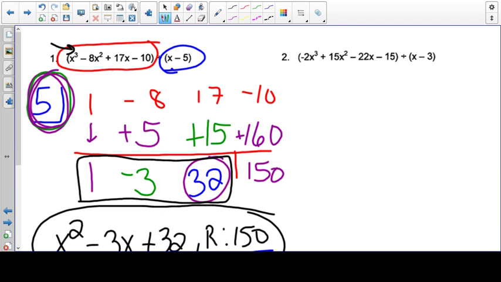All right, let's go ahead and do this next one. So I start by looking at my opposite side. So I'm going to divide by 3. Then I'm going to go ahead and write all my coefficients. So I have negative 2, 15, negative 22, negative 15.